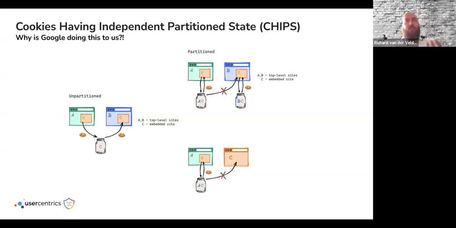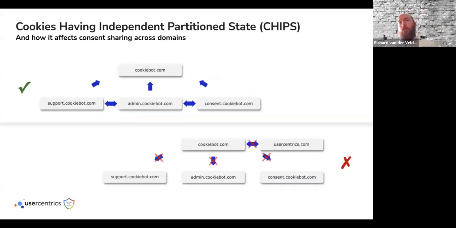So how does it look in reality? The example here, and I mostly do support for CookieBot, so I chose CookieBot examples. Here you can see support.cookiebot.com, admin.cookiebot.com, and consent.cookiebot.com, which are all siblings, they can share third-party cookies. And they can also share with their parents.